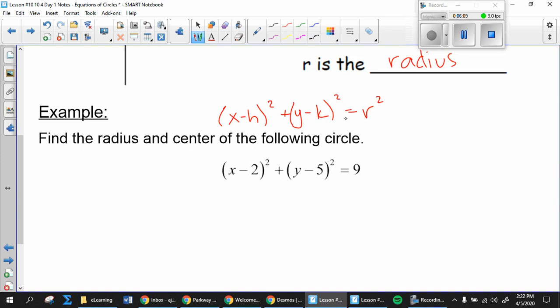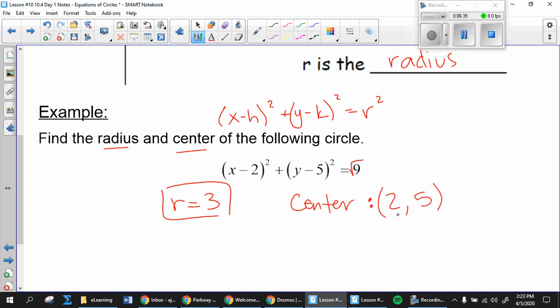So if I look at this, it's asking for the center and the radius. Radius, again, remember, is always the square root of this number. So in this case, my radius is going to equal 3. And then the center is going to be the opposite sign of this. Since it's x minus 2, it's going to be a positive 2. Since it's y minus 5, it's going to be a positive 5. And so my center is going to be at 2, 5. If this was x plus 2, then this would be at negative 2.